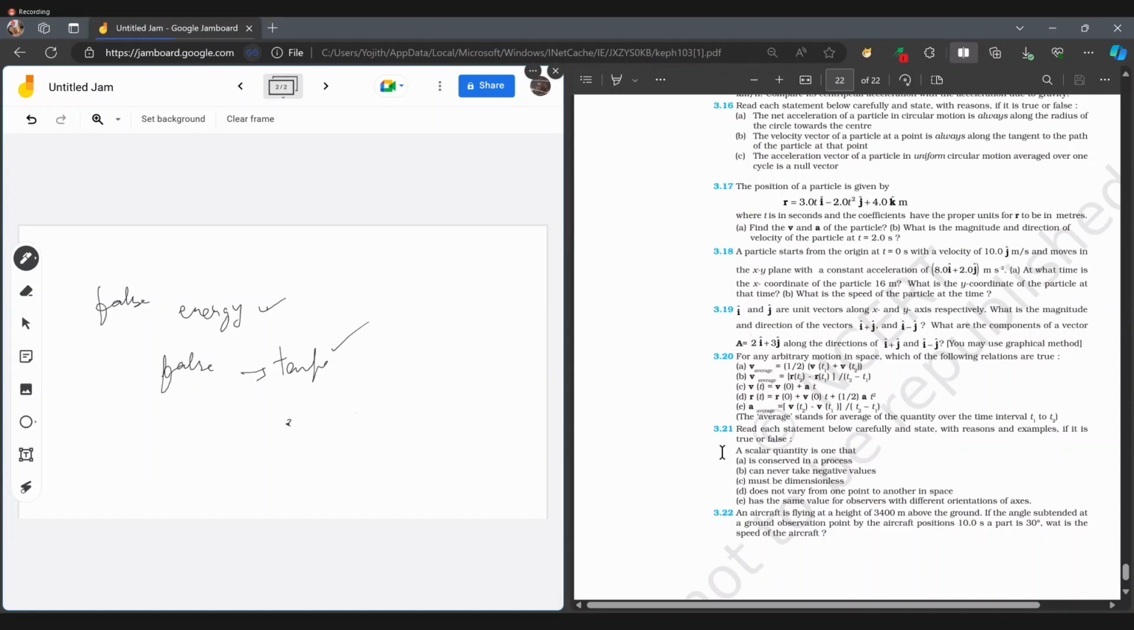An airplane is flying at a height of 3,400 meters above the ground. If the angle subtended at the ground observation point with airplane positions 10 seconds is 30 degrees, what is the speed of the aircraft? Okay, so ఇప్పుడు ఏమంటున్నాడు, ఈ యాంగిల్ ఏమో 30 degrees అంటే the total height is 3400 meters. Okay, so we know this angle and we know this height.